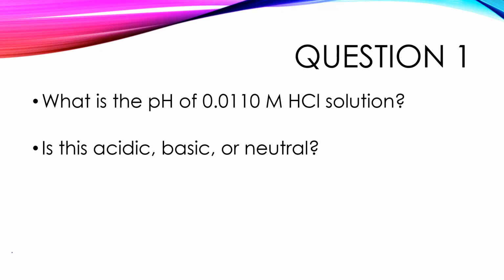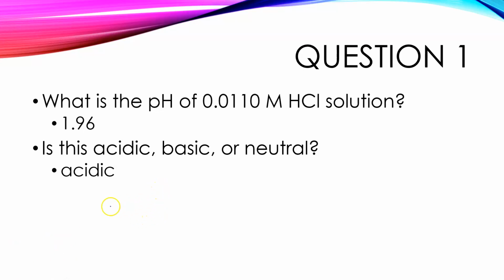All right, you got the correct pH if you got 1.96, and you answered number 2 correctly if you identified that as acidic. It is acidic because 1.96 is less than 7, and a pH of less than 7 is automatically acidic. Now, if you didn't get the answer right, let's figure out how you would have gotten it.